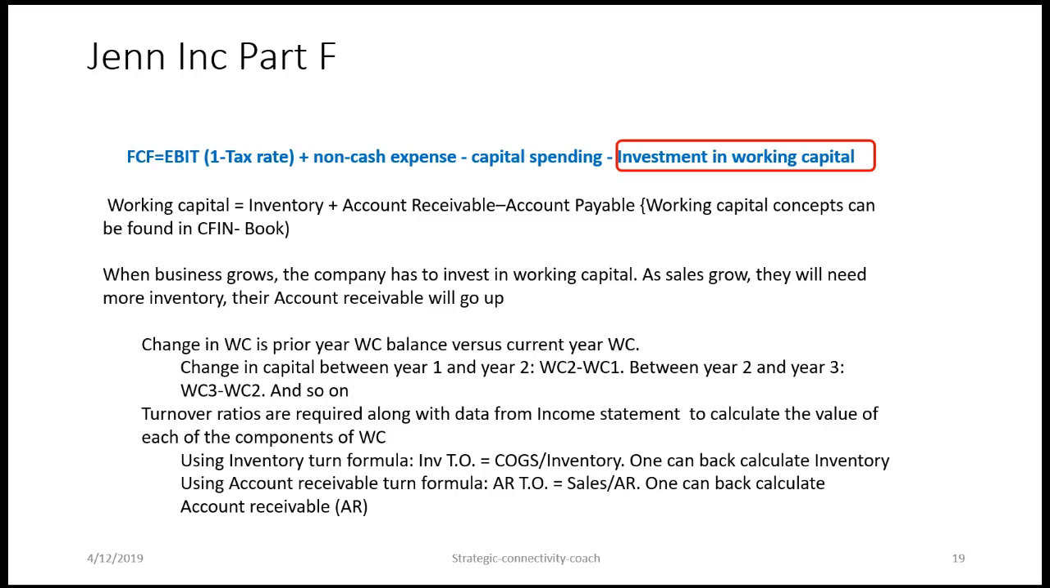Inventory will become cost of goods sold divided by turnover. You can do the same thing with accounts receivable turnover: sales over accounts receivable is the ratio, and you can back calculate it. That's what you did in Jennings Part F, so you know how to do that. This way you can use the forecasted sales and forecasted cost of goods sold to figure out what is happening to your inventory and your accounts receivable.